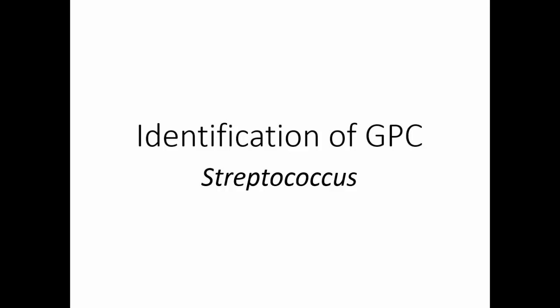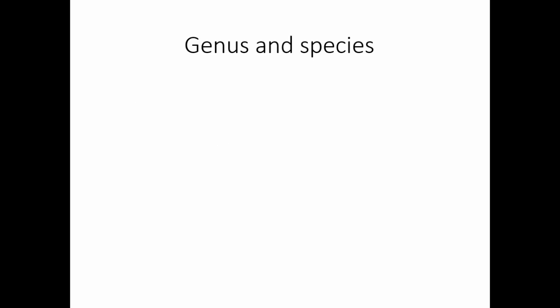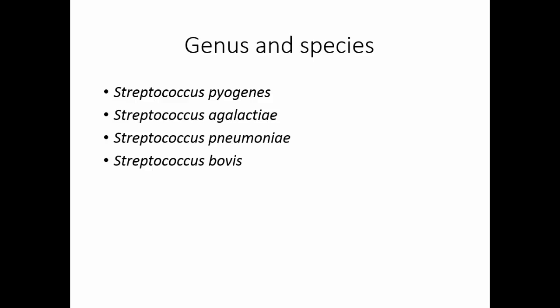The genus Streptococcus is another group of medically important gram-positive cocci. Streptococci can be classified based on their genus and species name, their hemolytic activity, or on the presence of Lancefield antigens on the surface of their cell wall. Looking at the genus and species of the Streptococci of medical importance, we have Streptococcus pyogenes, Streptococcus agalactiae, Streptococcus pneumoniae, Streptococcus bovis, and Enterococcus faecalis.